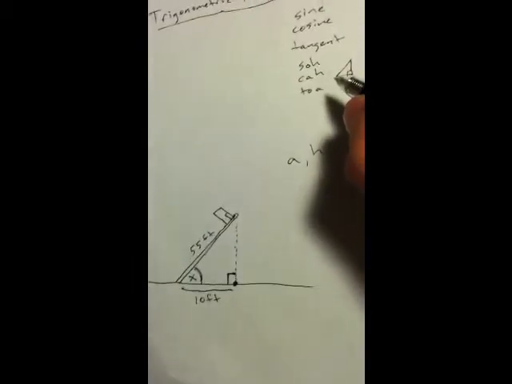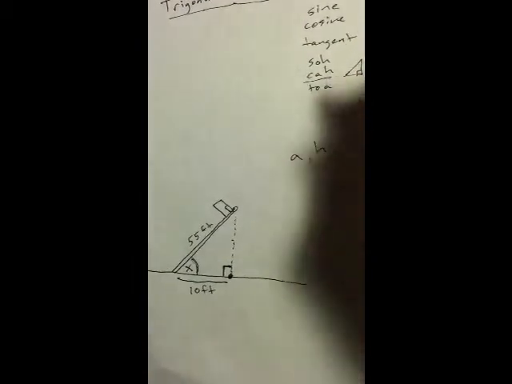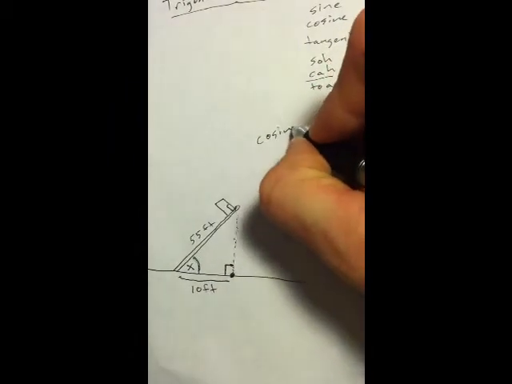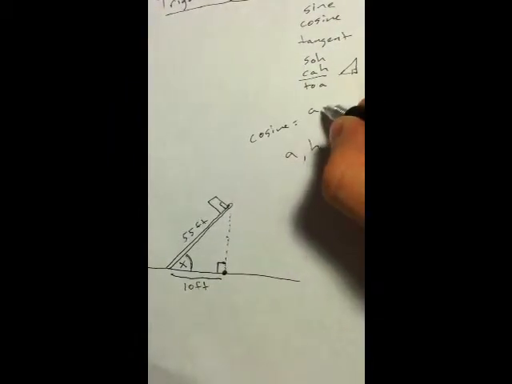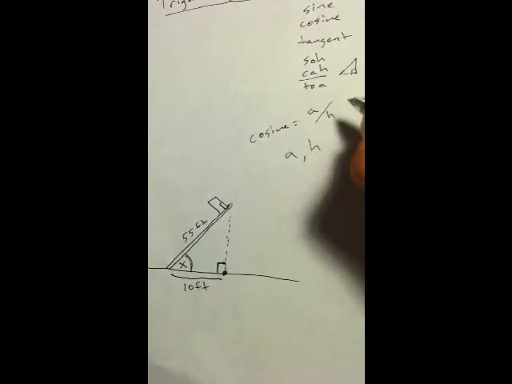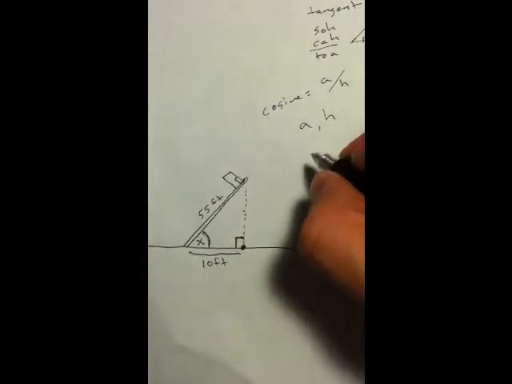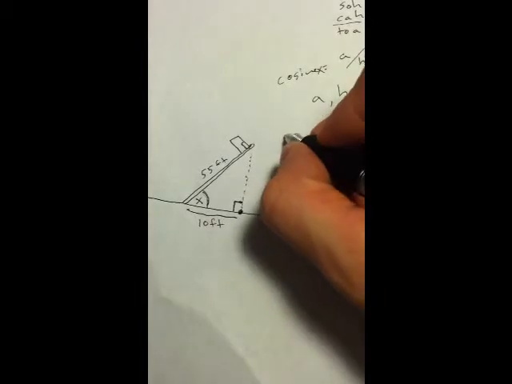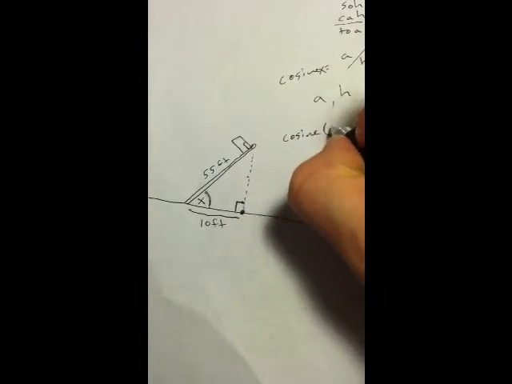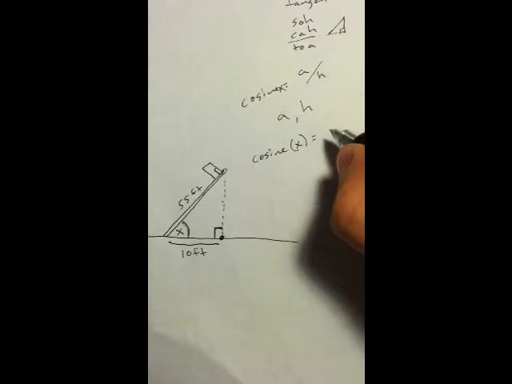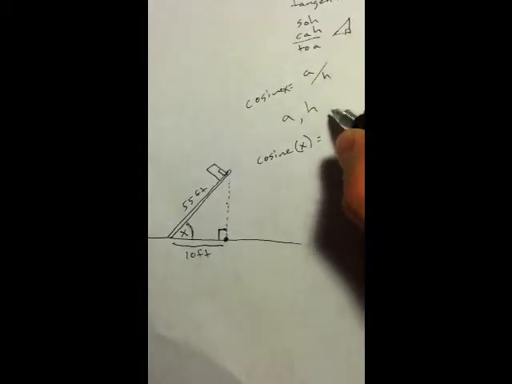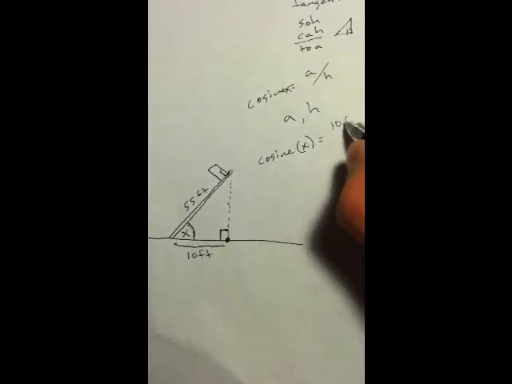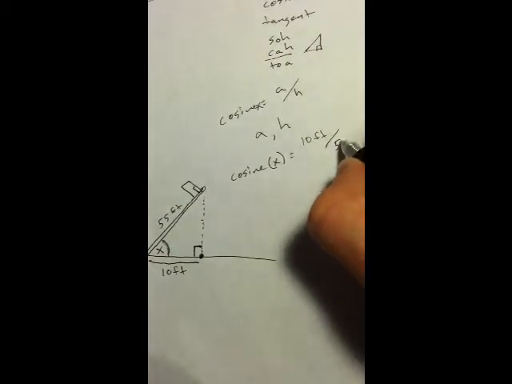So which one of the trig functions works for that? Well, we see cosine. Cosine equals adjacent over hypotenuse. So when we put that into our formula, we would say the cosine of the angle X is equal to its adjacent side being 10 feet long over the hypotenuse, 55 feet long.